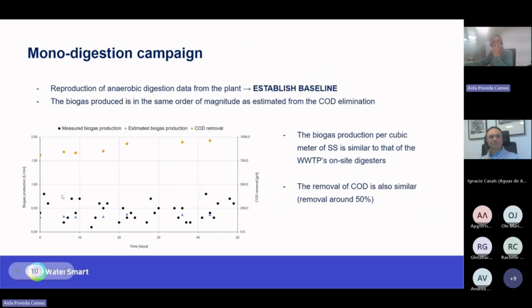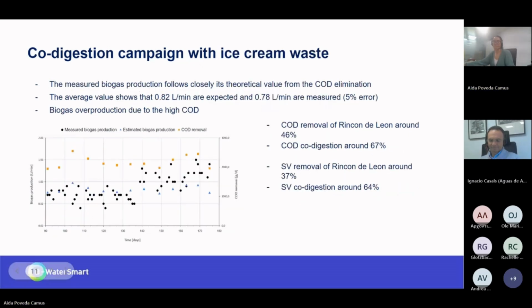And now let's take a look at the experiments carried out during this whole study. Firstly, a monodigestion campaign was conducted in order to reproduce the data from Rincón de León, obtaining similar results with the same chemical oxygen demand removal of 50%. In this campaign, we used the same mixed sludge as Rincón de León.